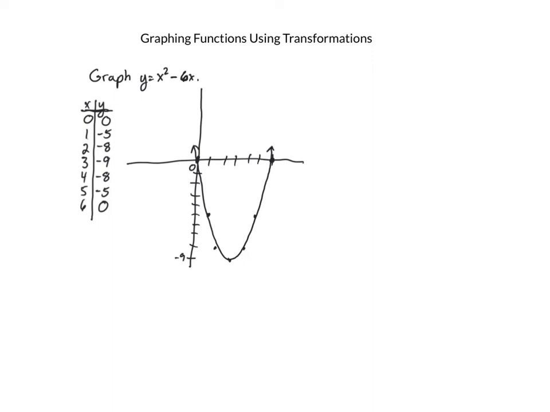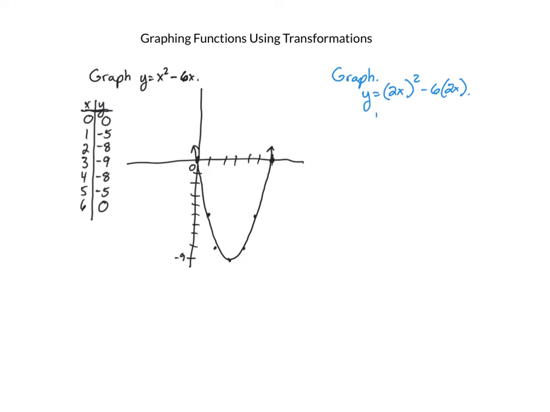Here's our transformation. We're going to replace x with 2x. So now we're going to graph y equals 2x squared minus 6 times 2x. So we're going to see what happens if we take a function and replace the x with 2x.